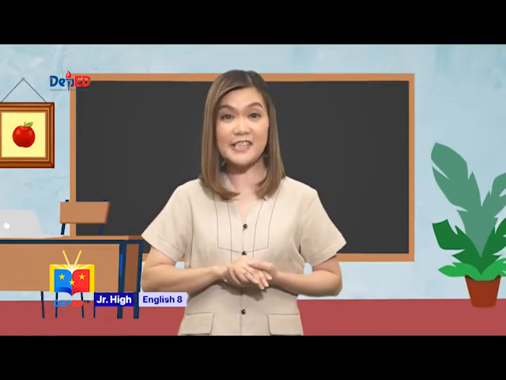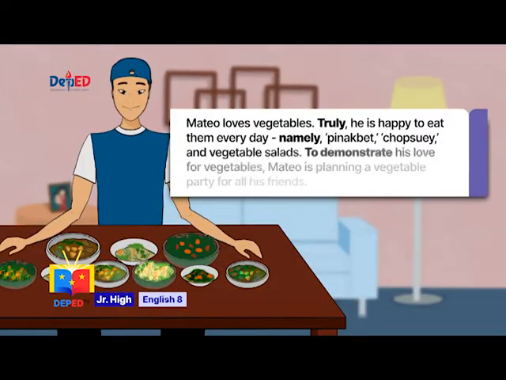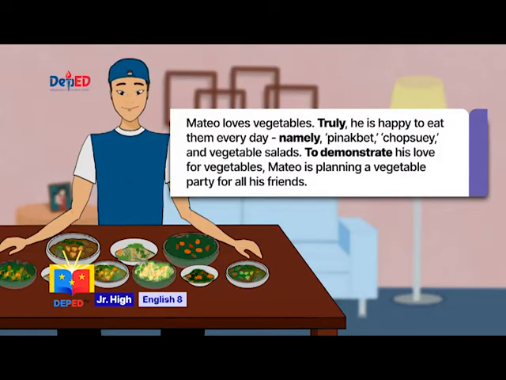Our example sentence. Mateo loves vegetables. Truly, he is happy to eat them every day. Namely, pinakbet, chop suey, and vegetable salads. To demonstrate his love for vegetables, Mateo is planning a vegetable party for all his friends. The transition signals used for illustration are truly and to demonstrate. And the transition signal used for example is namely.